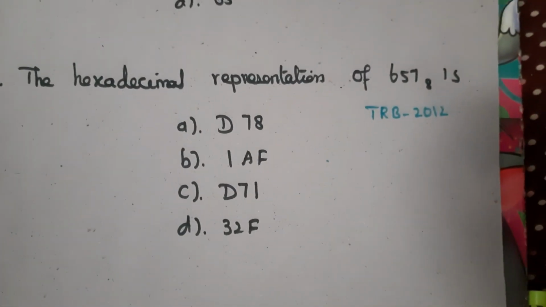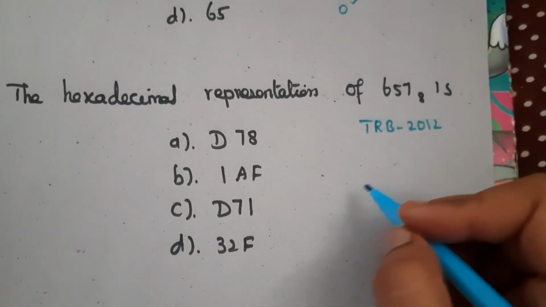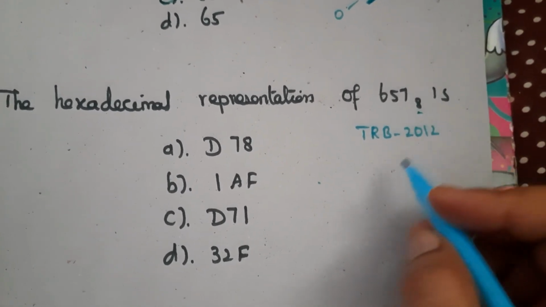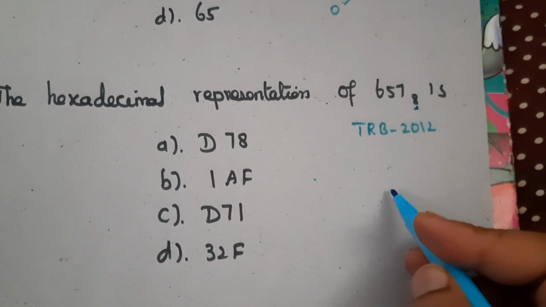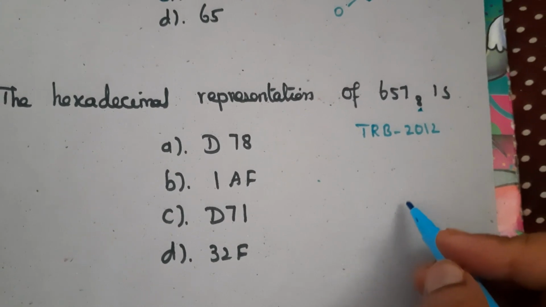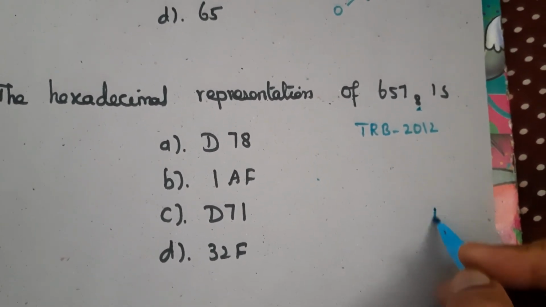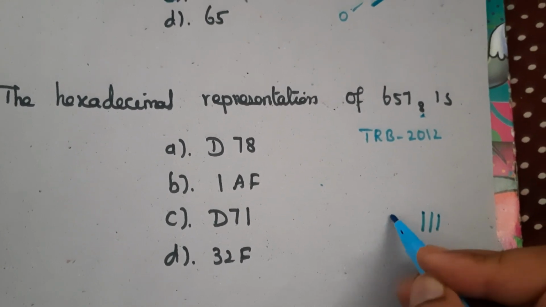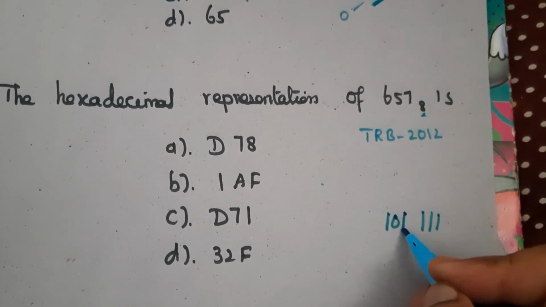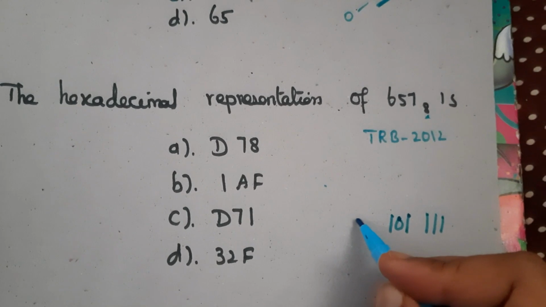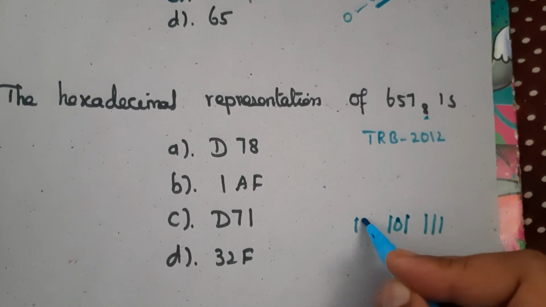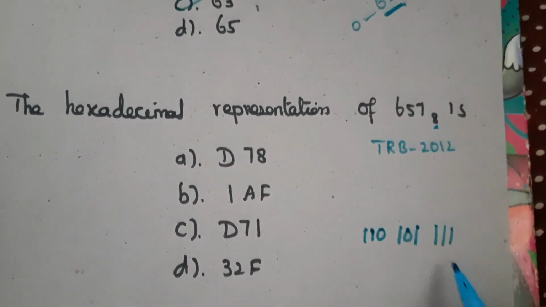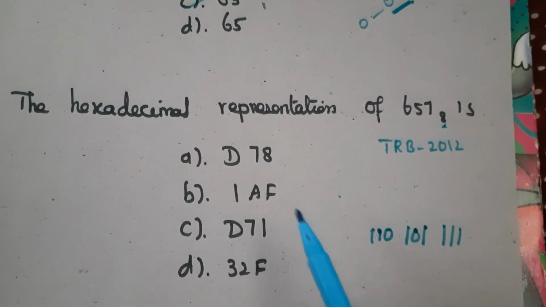Next question, the hexadecimal representation of octal 6578 is. Here, octal means we use 3 bits to represent each number. So 7 we can represent as 111, 5 as 101, and 6 as 110. So now we represent this in hexadecimal.